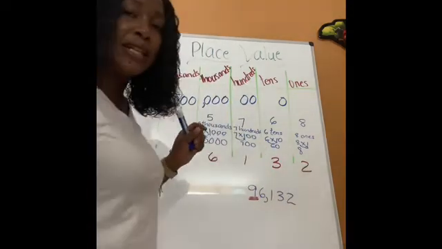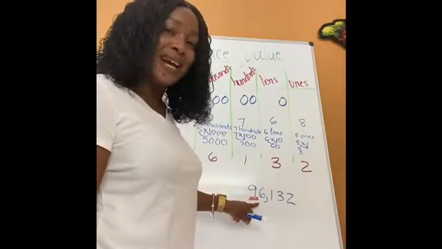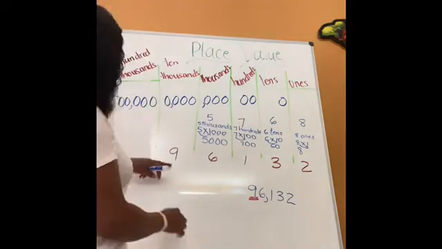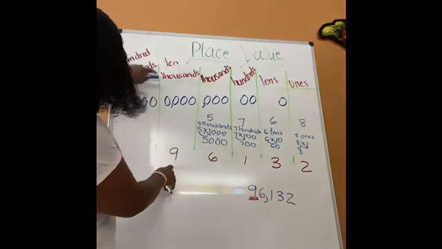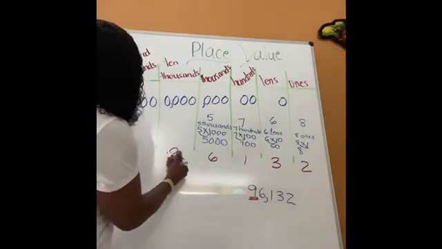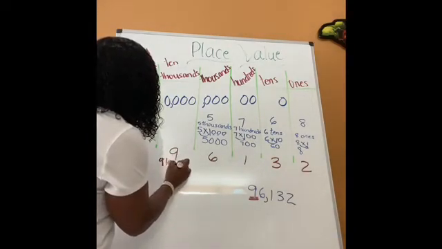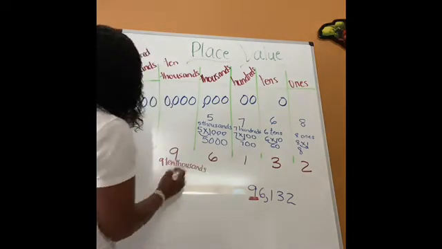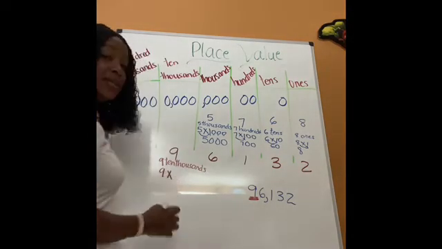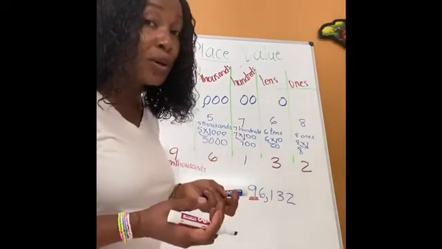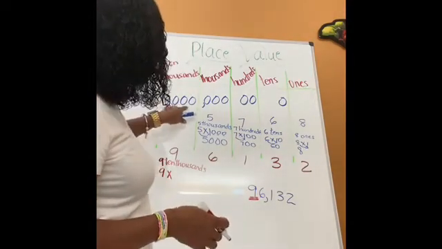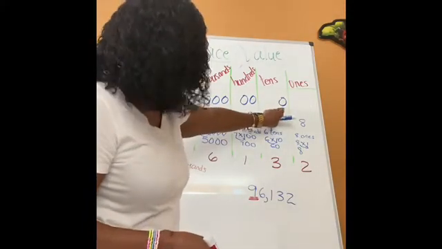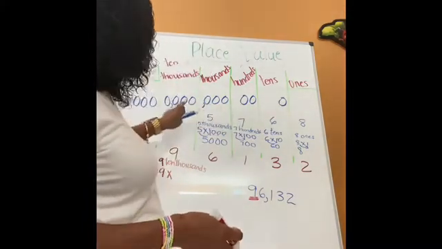I only need to know the value of the 9. So I'm not going to do these. I'm only doing the 9. So the 9 falls in the 10 thousands place. So it's 9 ten thousands, or 9 times 10,000. If I don't know how to write 10,000, I already wrote the zeros up there. Remember, we start in the tens column. 1 zero, 2 zeros, 3 zeros, 4 zeros.